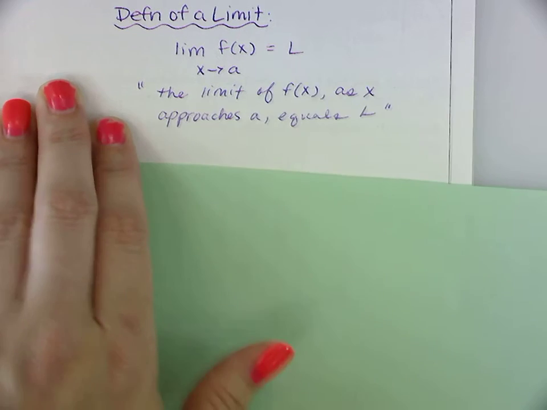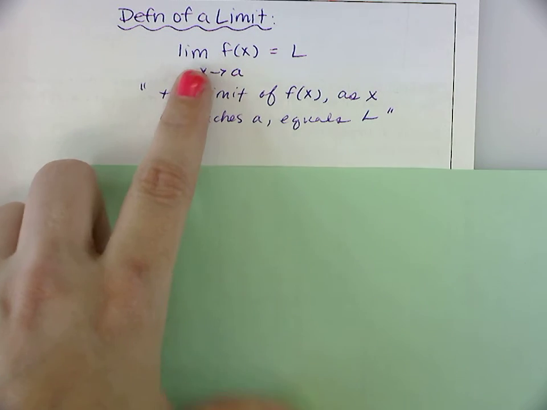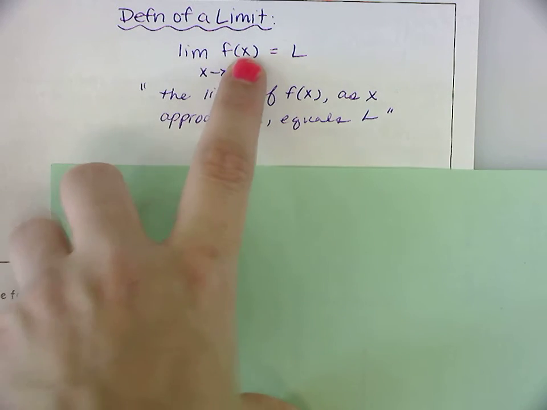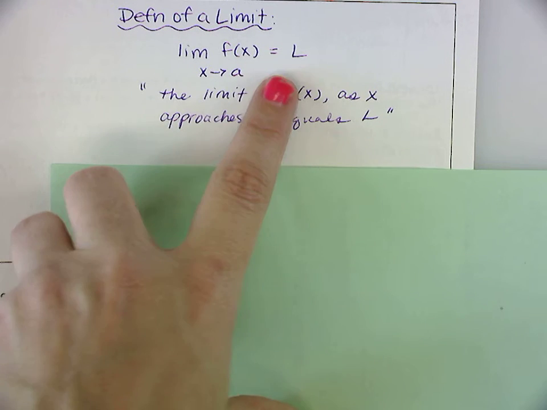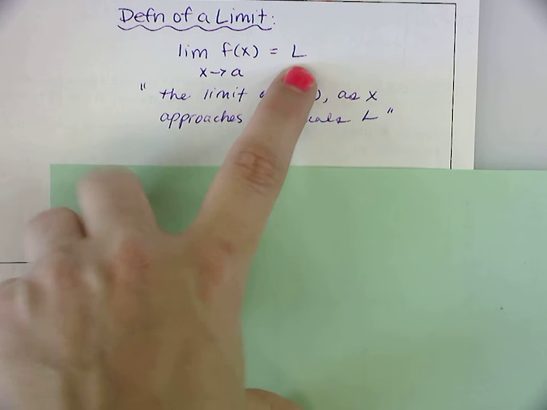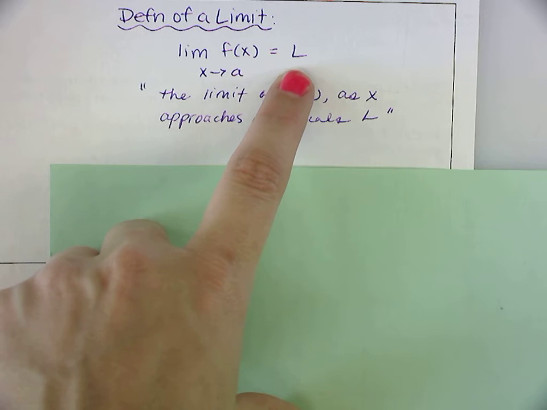This, and then I'll let you fill in the rest of it. So what this means: the limit of some function f of x as x approaches a is going to equal the value L, which we do say is the limit.